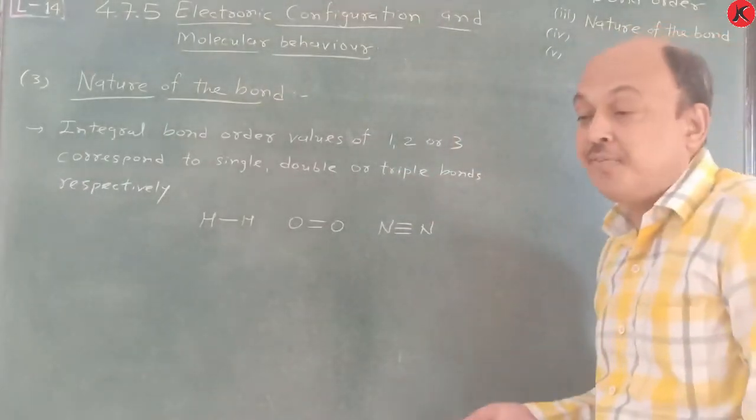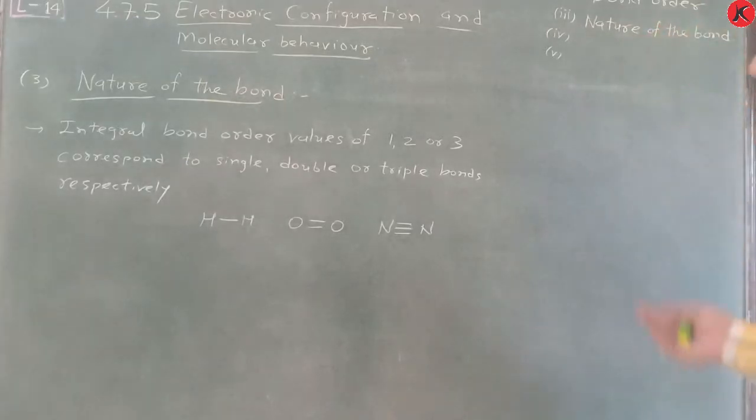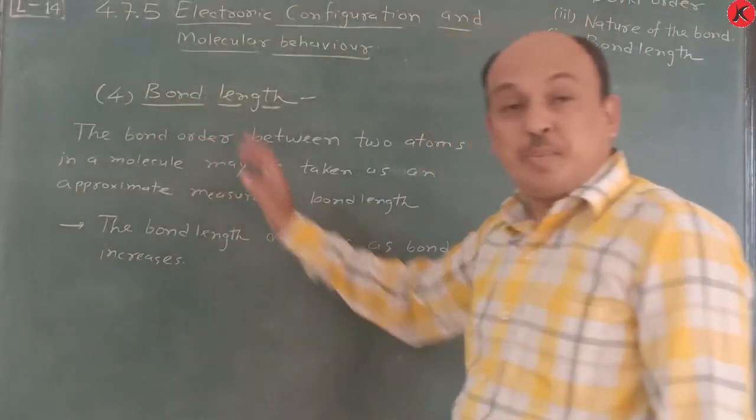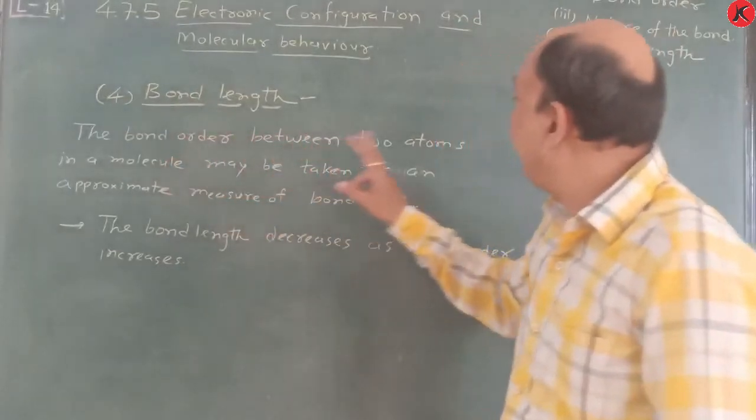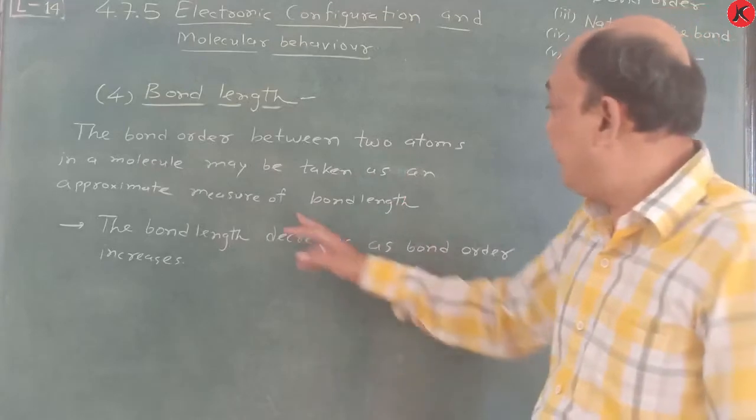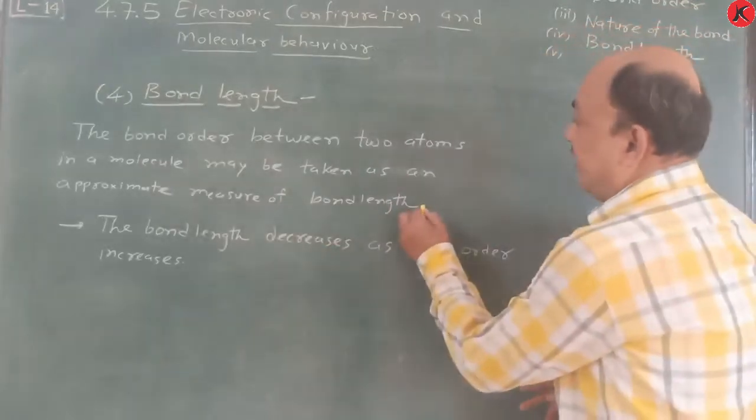And next one, fourth one, is bond length. Okay, and then magnetic behavior. Okay, so write it completely, take a screenshot. Now here is another piece of information regarding bond length. The bond order between two atoms in a molecule may be taken as an approximate measure of bond length. This is very easy.